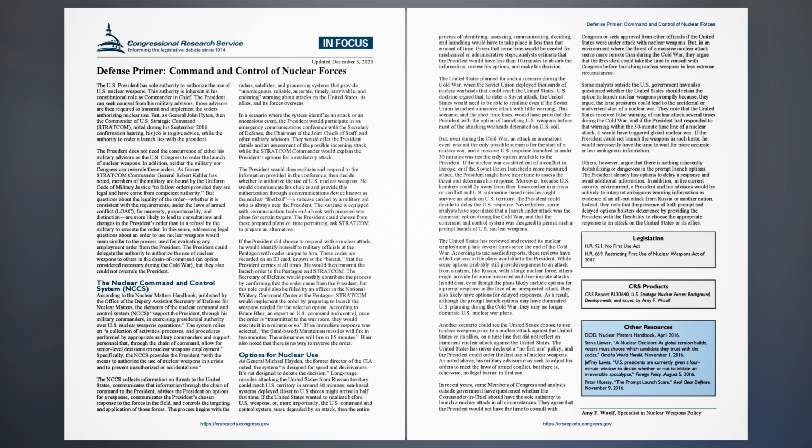If the President did choose to respond with a nuclear attack, he would identify himself to military officials at the Pentagon with codes unique to him. These codes are recorded on an ID card, known as the biscuit, that the President carries at all times. He would then transmit the launch order to the Pentagon and STRATCOM. The Secretary of Defense would possibly contribute to the process by confirming that the order came from the President, but this role could also be filled by an officer in the National Military Command Center at the Pentagon. STRATCOM would implement the order by preparing to launch the weapons needed for the selected option.